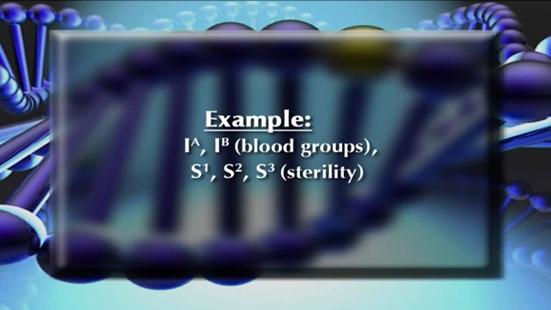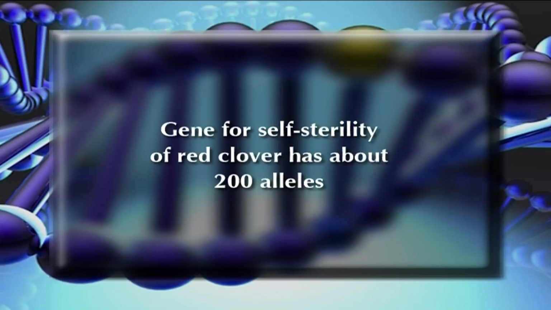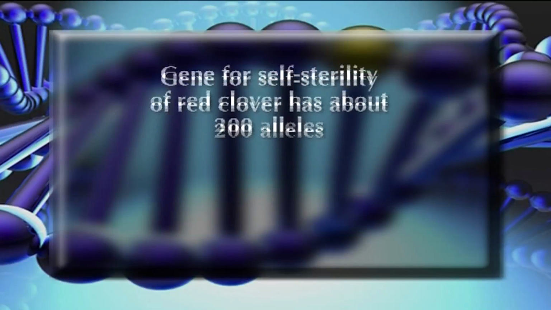In case two or more alleles are equally dominant over other alleles, a capital letter with suitable superscript is assigned to them. For example, IA, IB, S1, S2, S3, etc. In self-sterility, the presence of a particular sterility allele in the ovule mother prevents the germination and growth of pollen grain having the same allele. The gene for self-sterility of red clover has about 200 alleles.